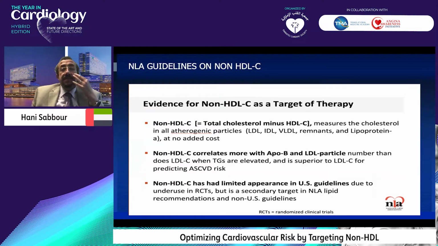There's a lot of evidence, and this is the NLA guideline, for non-HDLC as being a very appropriate target of therapy. So non-HDLC is actually total cholesterol minus the HDL, measures cholesterol in all atherogenic particles, LDL, IDL, VLDL, remnants, plus lipoprotein A at no added cost. It correlates very closely to ApoB and LDL particle number than the calculated LDL when triglycerides are elevated. And in fact, because it has this additional atherogenicity, is superior to LDL for predicting ASCVD risk. Unfortunately, it is not being mentioned a lot in the US guidelines, but is an important target in the AACE guidelines and the NLA guidelines, and as you saw in the European guidelines as well.